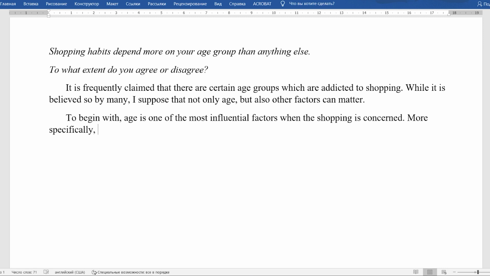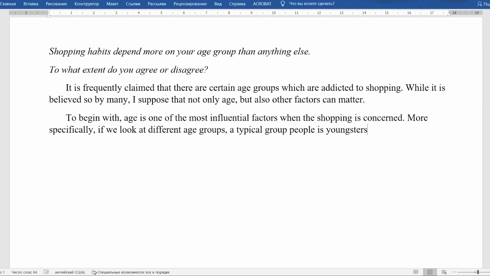Here I want to use a conditional. So we can say, if we look. I don't mean that I am looking or my family members are looking at this question, but if we look, I mean in general at other people as well. So if we look at different age groups, a typical group of people is very easy. As you know, it's youngsters.